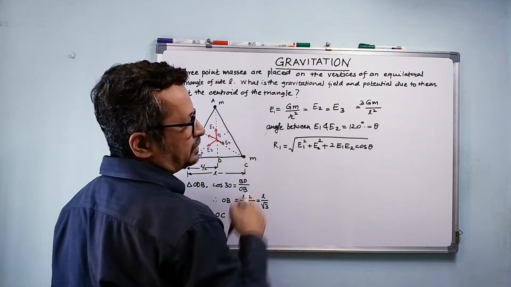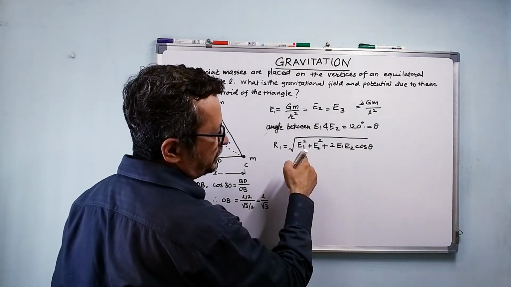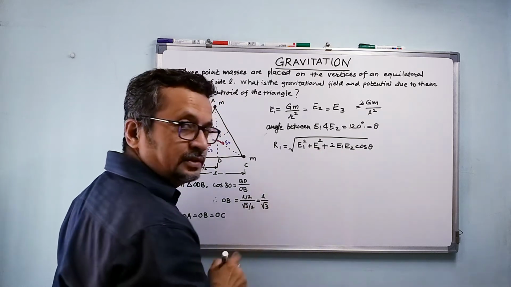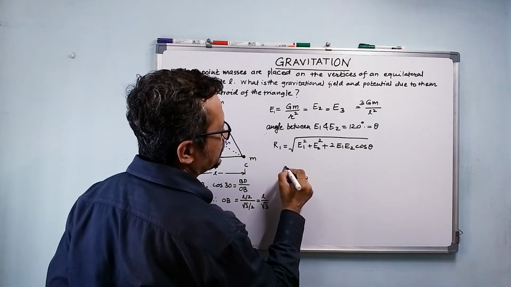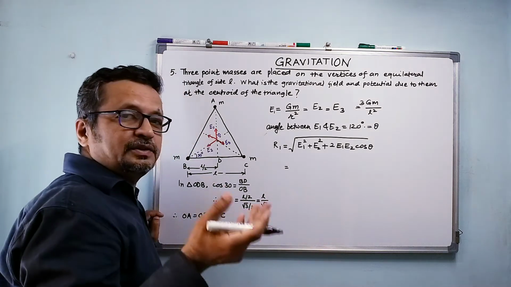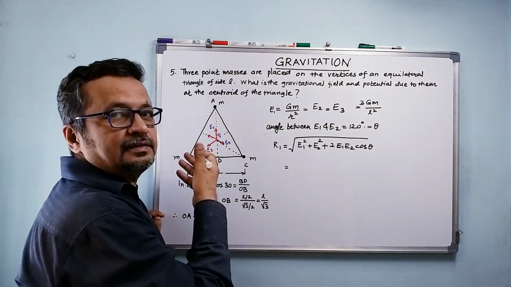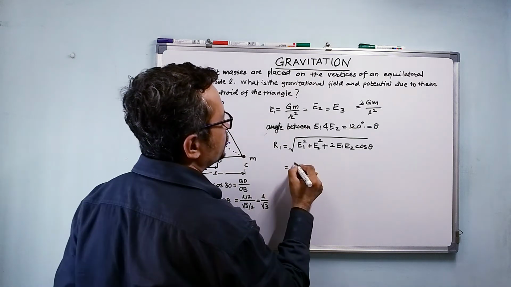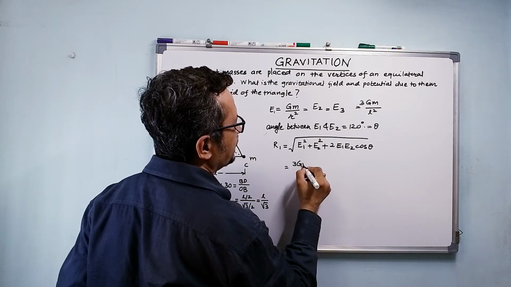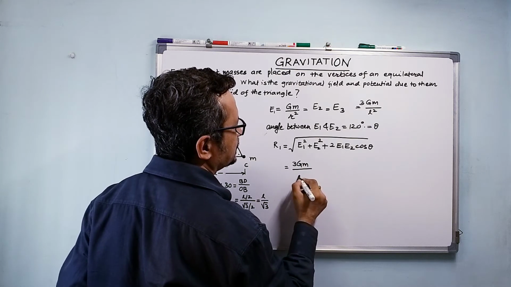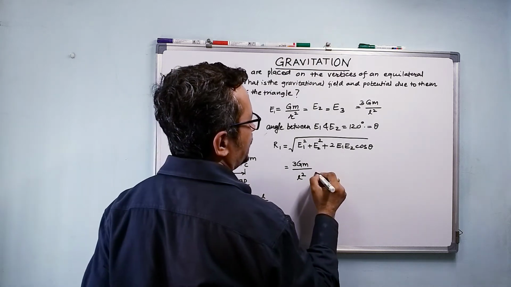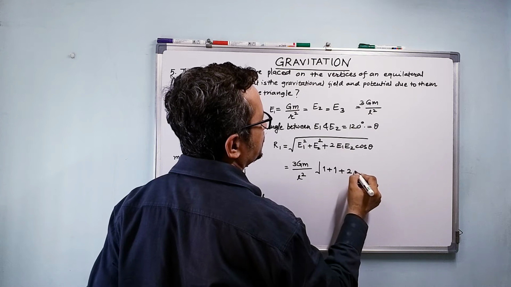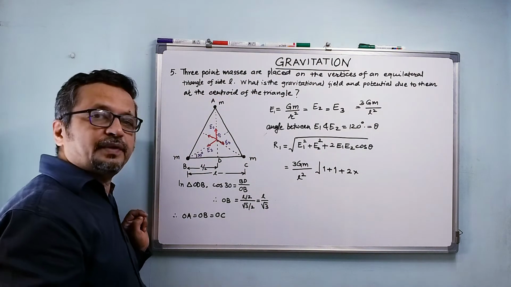Now I substitute that here. So it is going to be equal to E1 square plus E1 square plus 2 E1 square cos theta, correct? So anyway, I'm going to take E1 square common, and then that can directly come out of the square root sign, correct? So I'm going to have 3 Gm upon L square, and under root I'll have 1 plus 1 plus 2 into, now cos of 120.